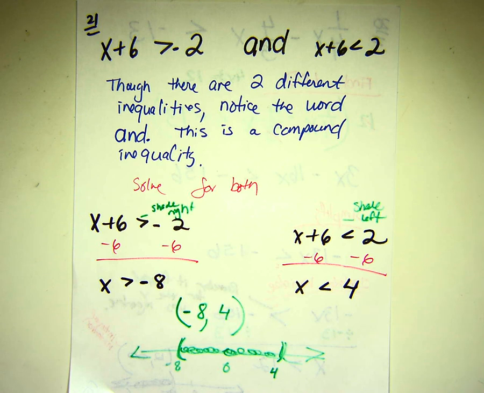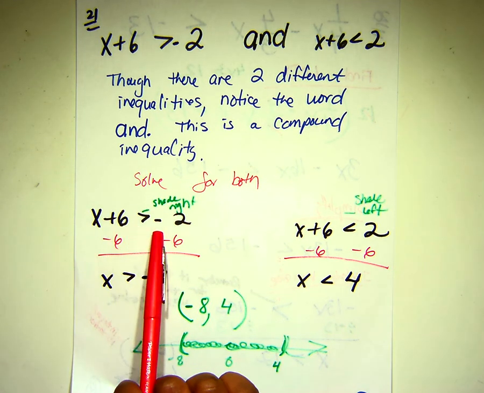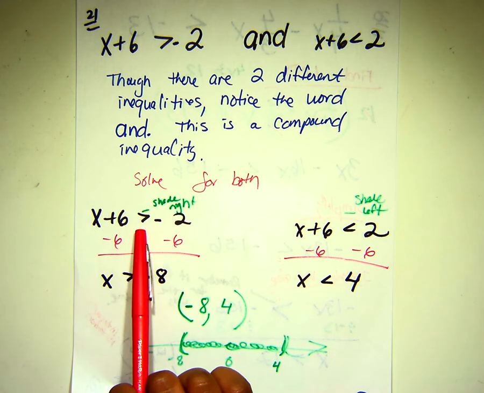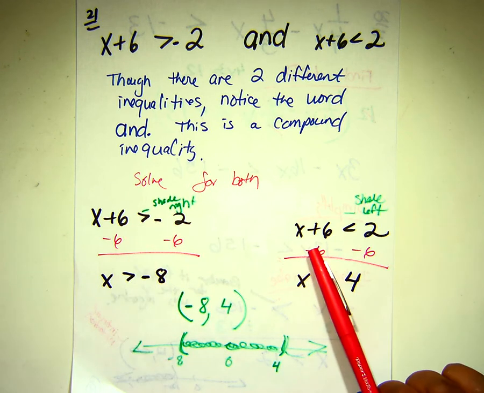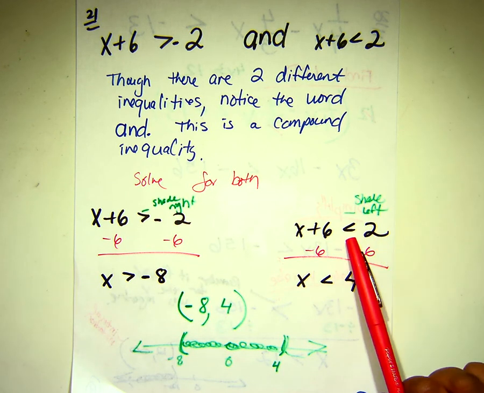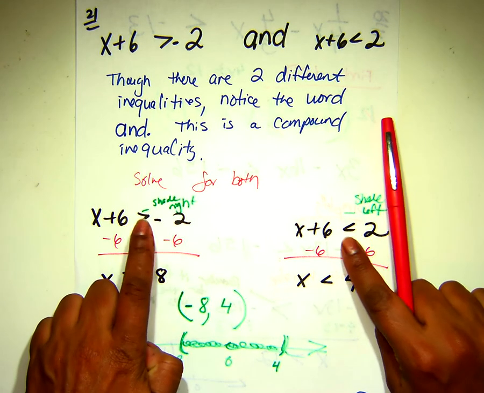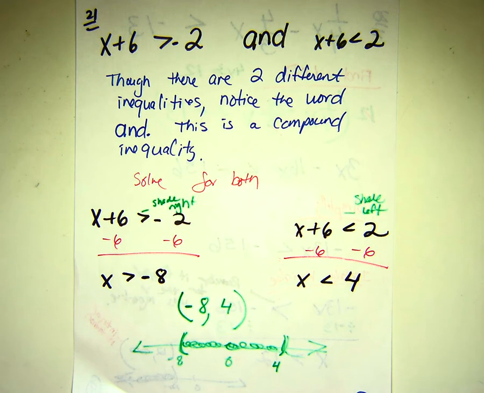Though they're two different inequalities, we still got to work them out together. So I'm going to solve for both inequalities. My first inequality is x plus 6 is greater than negative 2. Well, notice my inequality, I know I'm going to shade to the right. Next inequality, x plus 6 is less than positive 2. So right here, I know that it's pointing to the left, so I know I'm going to shade left. Notice how both of them are shading in opposite directions. That means somewhere on my number line, I'm going to be between something.